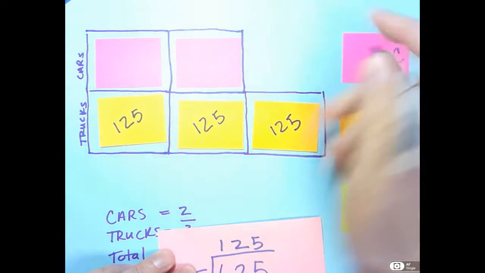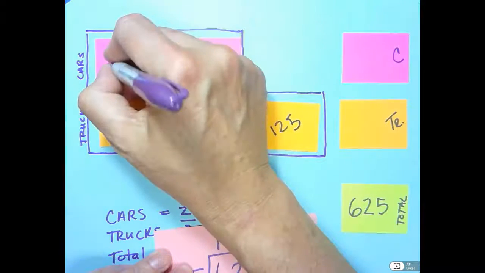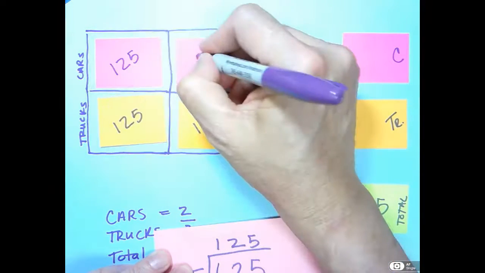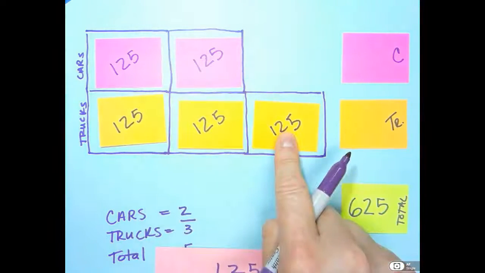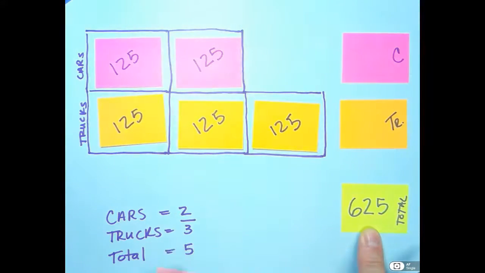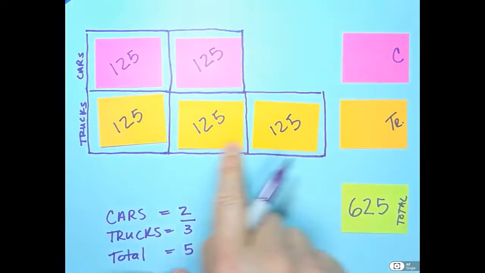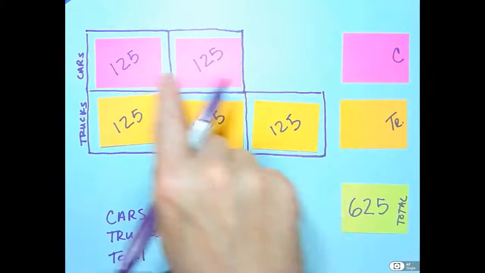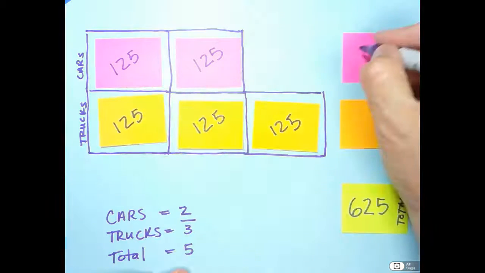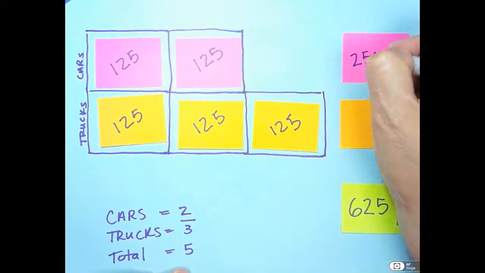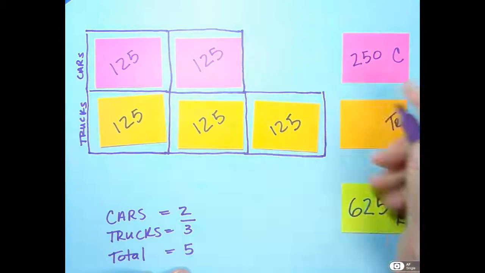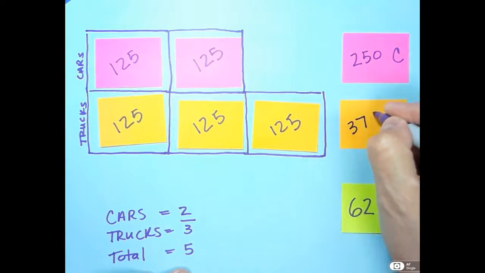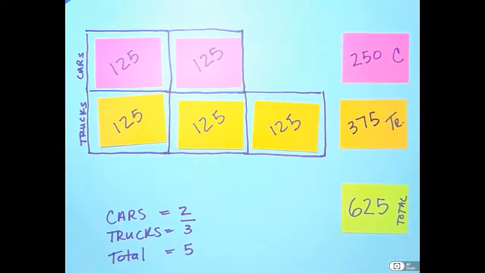125. So 3 groups of 125 here, 2 groups of 125 here, 5 groups total. Those 5 groups equal the total number of vehicles. They are evenly distributed. So now I know that 2 groups of 125, there are 250 cars. 3 groups of 125, there are 375 trucks. And that's how you would solve problems using a bar model.